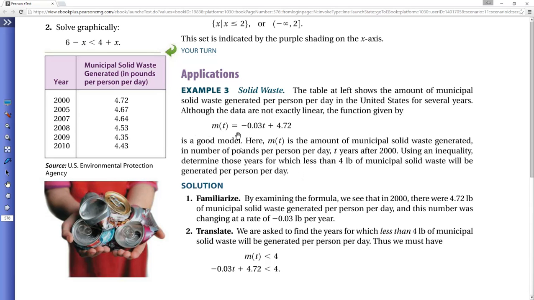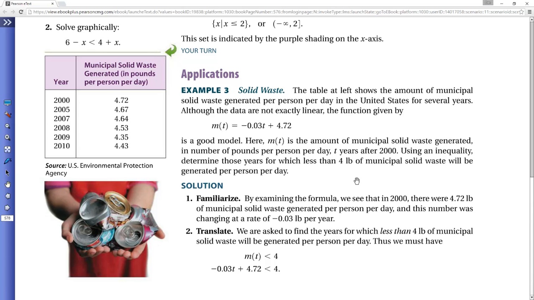So they create this function where t is time in years, but it's years after the year 2000 because they didn't collect any data prior to the year 2000. Or they didn't initiate some kind of process to try to reduce the amount of human solid waste generated per person.